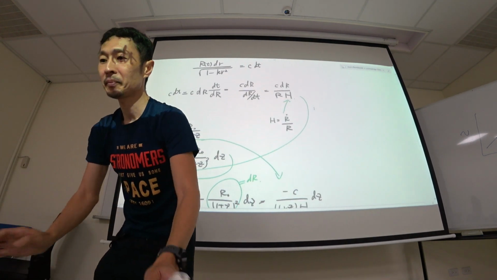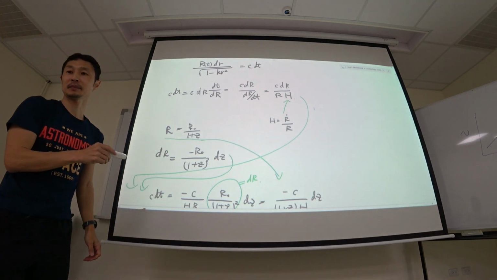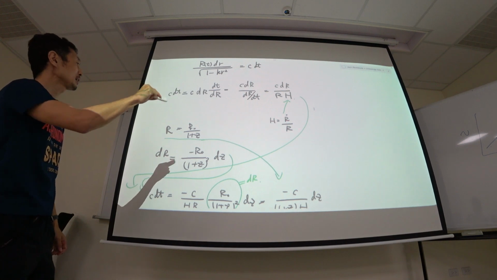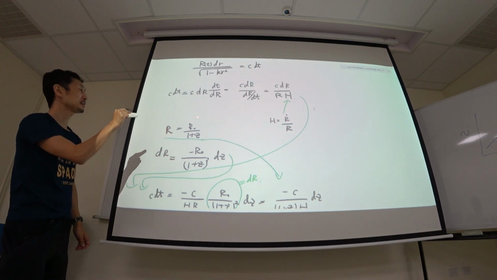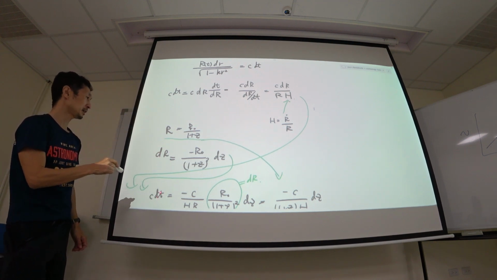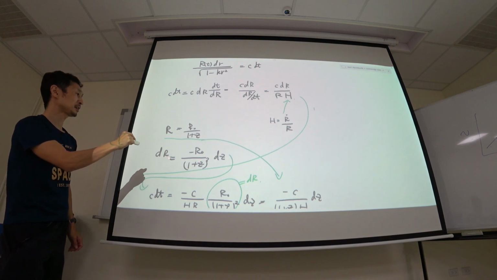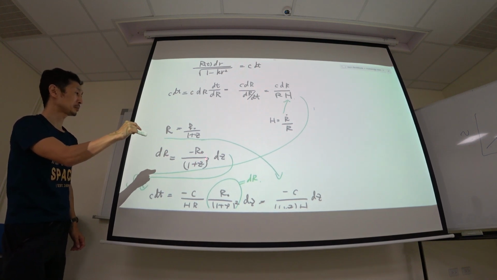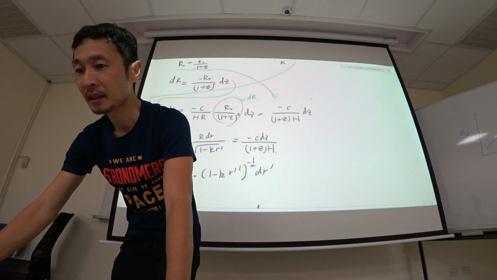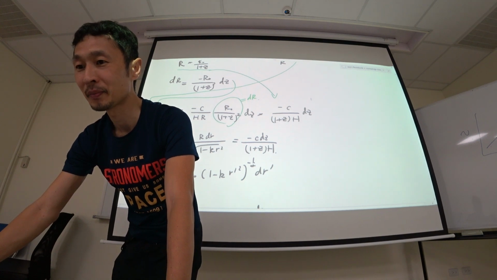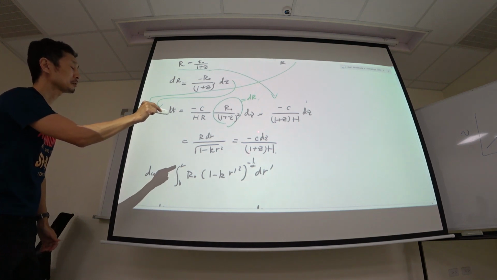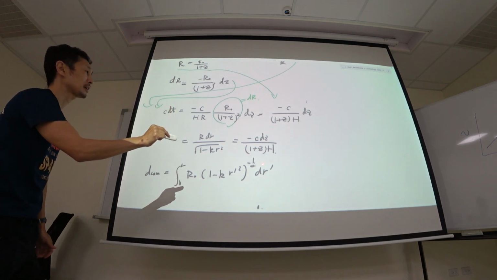Here the Hubble parameter, we put it as R dot divided by R, and this is the definition of z. We put it in here, and this is the differentiation of this, and we put it in the next one. Then we can write c dt using 1 plus z and H, the Hubble parameter.